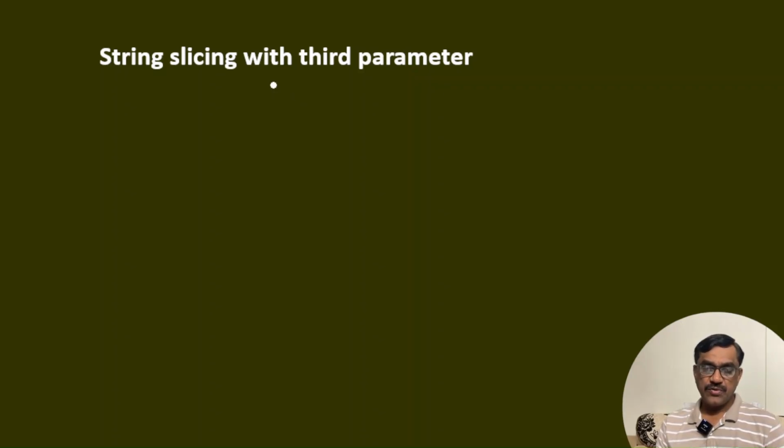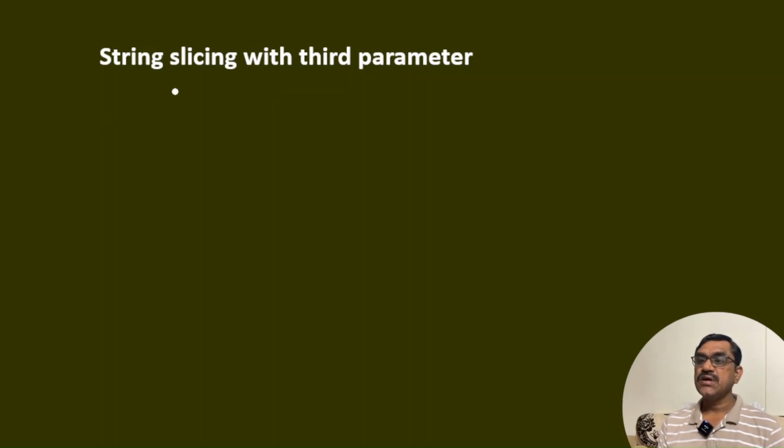Now we are going to see how to use the third parameter in string slicing. Before moving on to the syntax as well as the examples of string slicing with the third parameter, which may be either a positive third parameter or a negative third parameter, let us have a brief discussion of what we mean by string slicing. Already we have defined that the process of accessing a range of characters in a given string, or we can say obtaining a substring of a given string, is called string slicing.